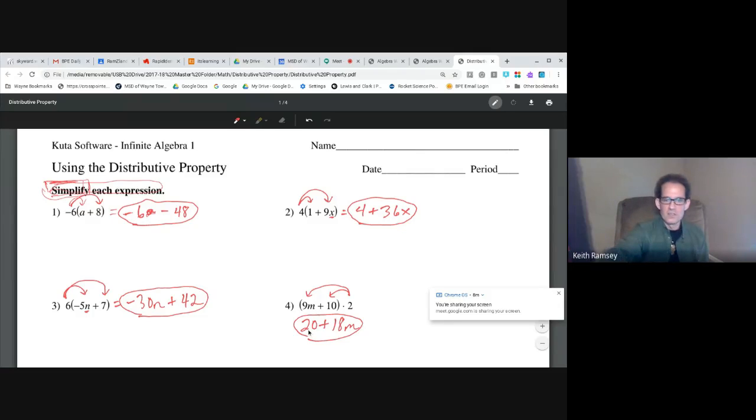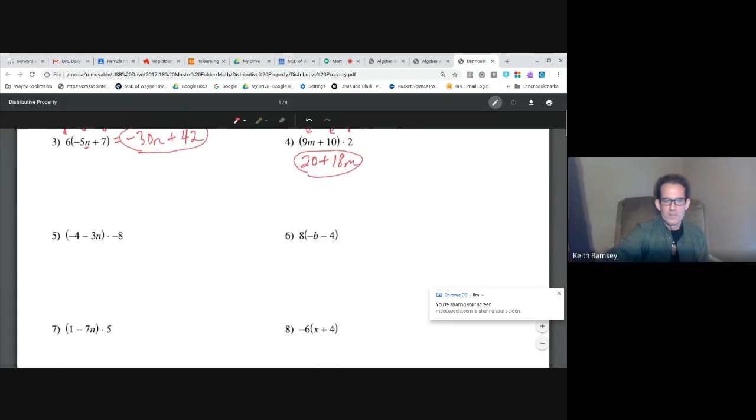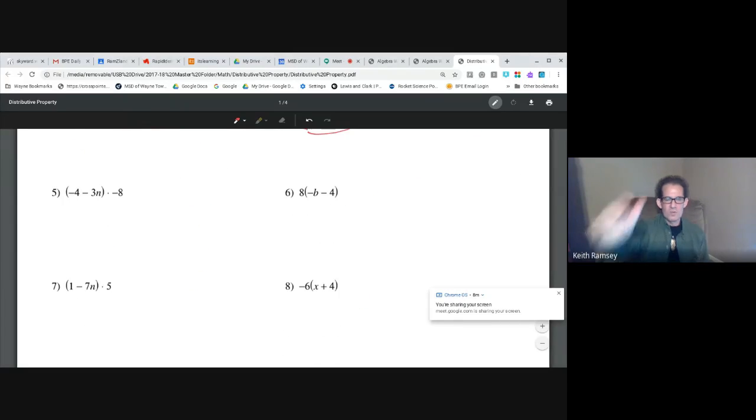Let's scroll down a little bit. And let's look at these next 4 questions on your own. Take a few minutes. Feel free to ask any questions during this time. Remember these little dots right here, that means to multiply, okay? It's just another way of writing it.